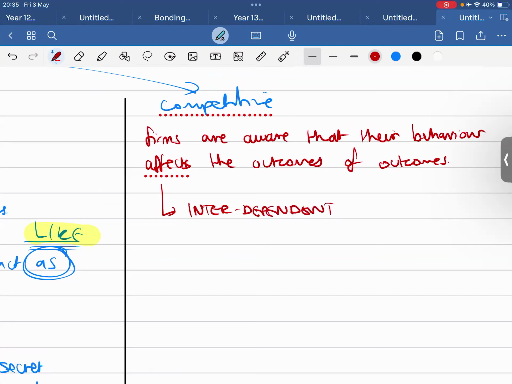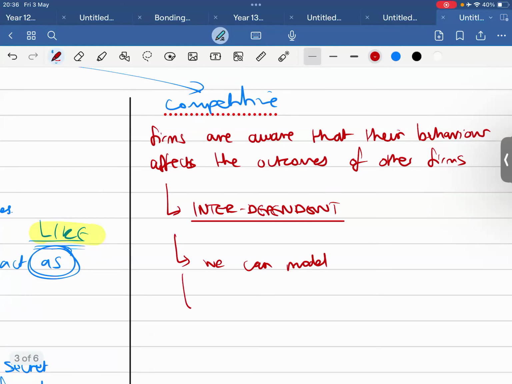This means that the firms are interdependent, which means, again, that's just what I've described, that they depend on each other, how they behave. So we're building a nice chain of reasoning again, which is the most important thing. This means we can model competitive oligopolies by using the kinked demand curve.